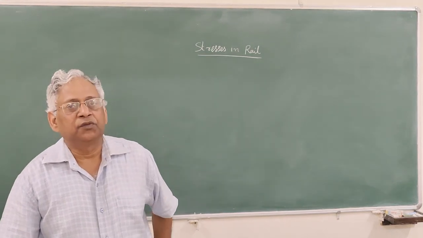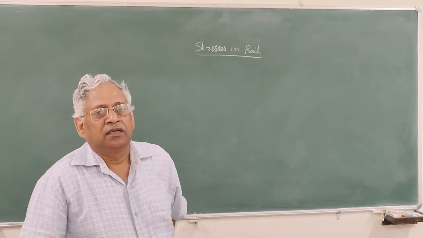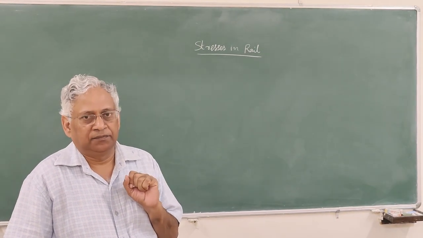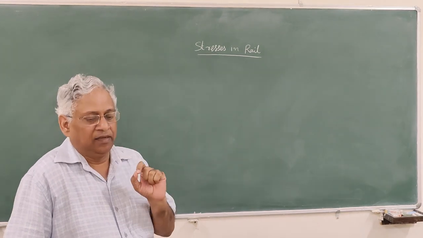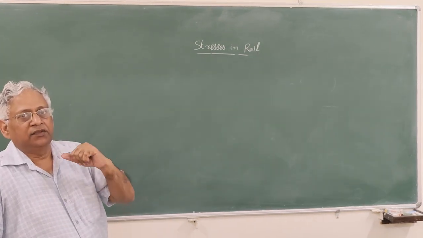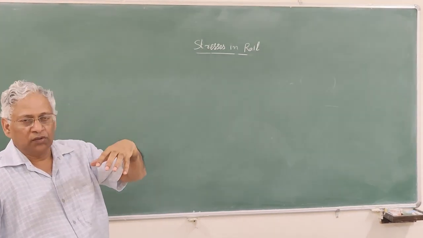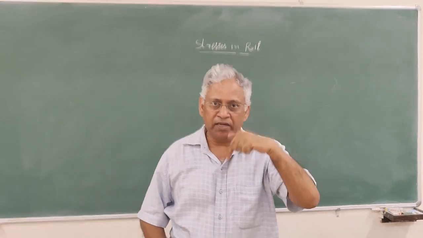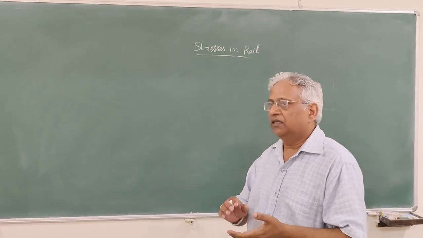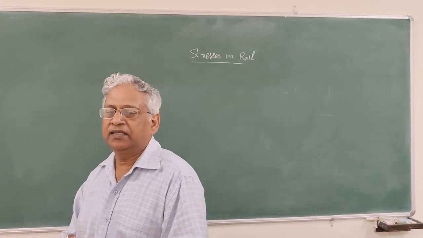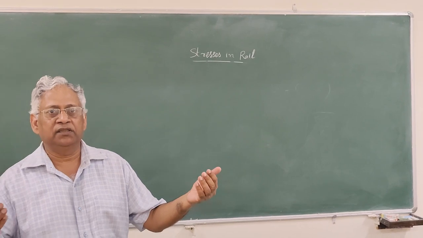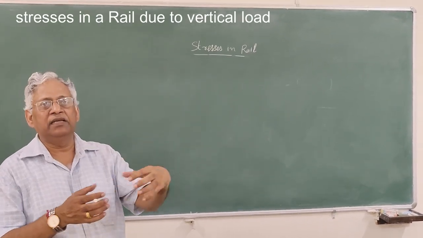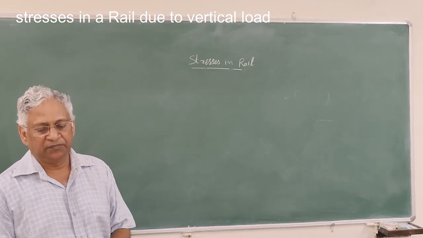Hello friends, today we will discuss stresses in individual components of a track, and the first is the rail. A rail is subjected to several types of load. The first is the vertical load because of vertical wheel load. The general theory of bending of rails is that the rail is supported on a number of sleepers, and when load comes, it behaves like a continuous beam.